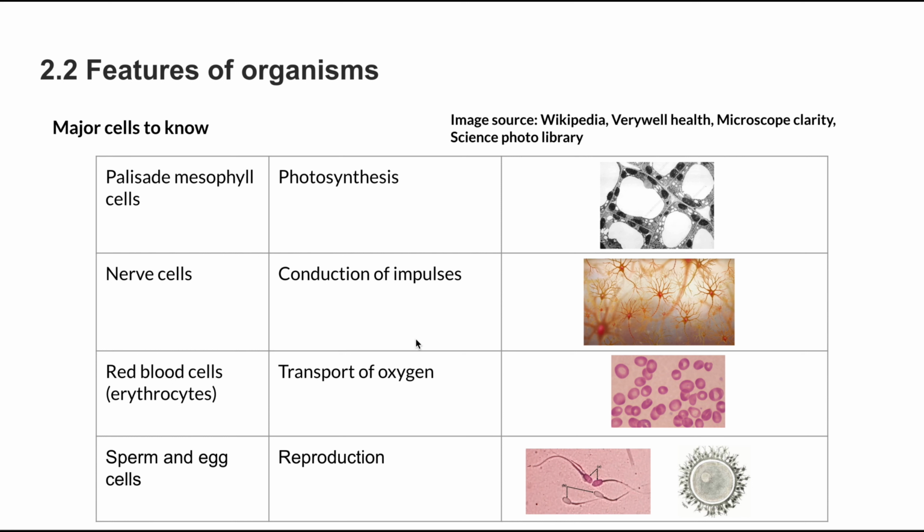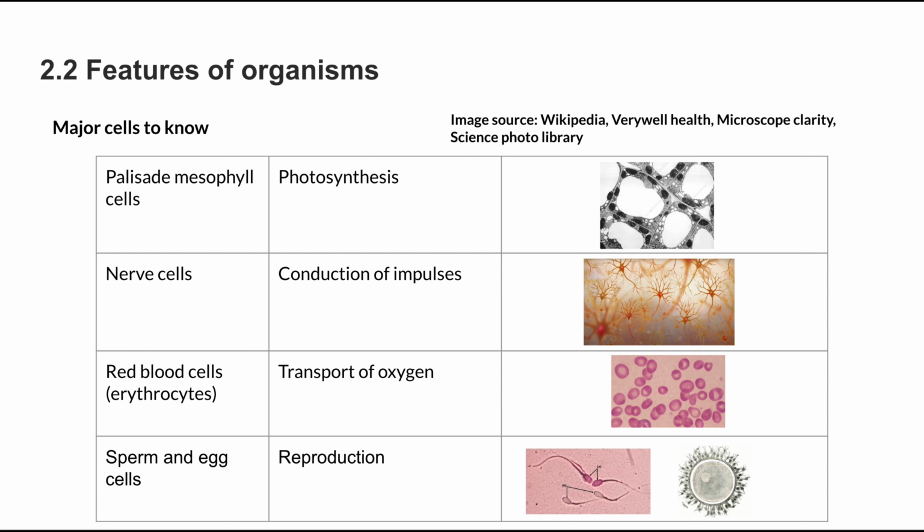We're not finished yet, and we also have to know about other cells too. The next cell is palisade mesophyll cells. Palisade mesophyll cells are the major cells that are responsible for photosynthesis. And as you can see here, these are palisade mesophyll cells. The next cell we have to know are nerve cells. Nerve cells are responsible for conduction of impulses. Impulses are electrical signals within our body, which are responsible for triggering responses.